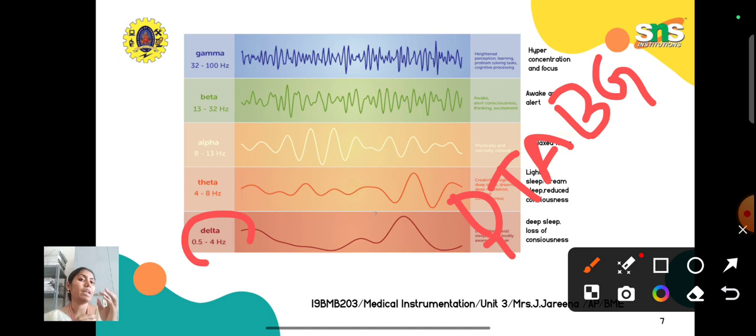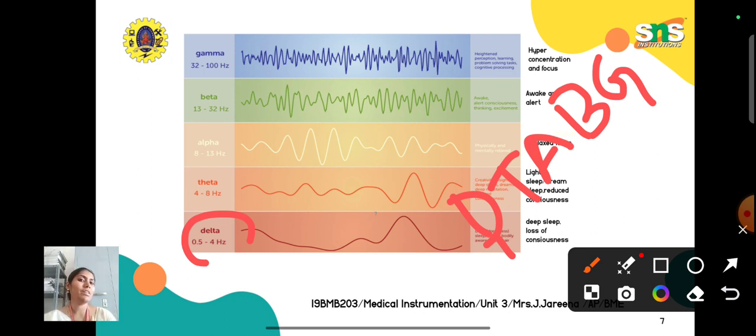If we see theta, that is 4 to 8 hertz, if we get this waveform, it represents that the person is in light sleep, or dream sleep, or has partial, reduced consciousness. For example, students in the class after lunch are in this stage.